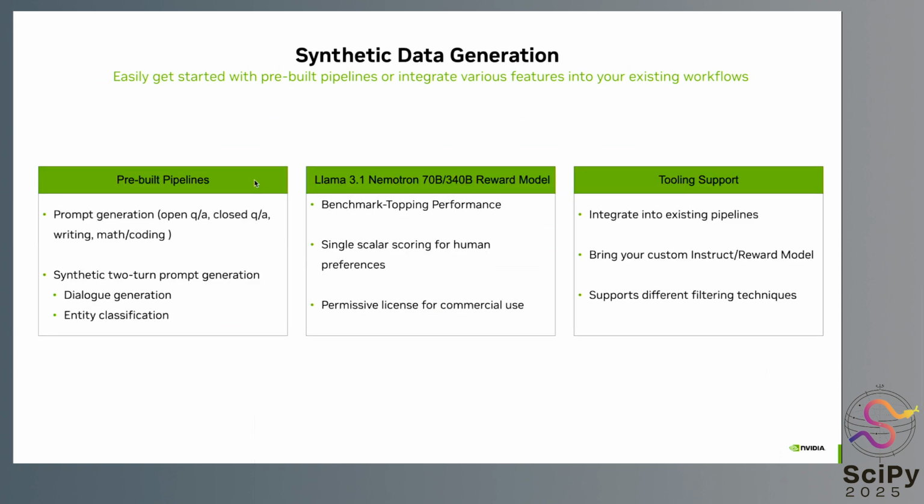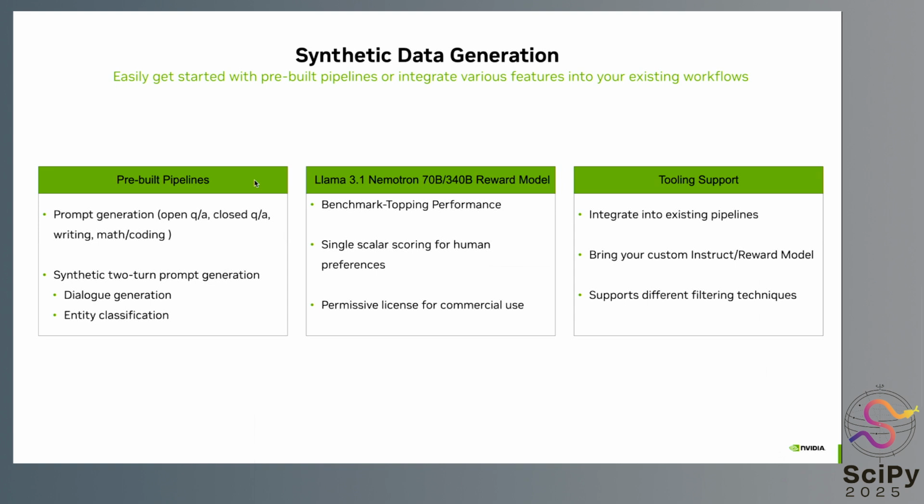We have provided some tooling support for synthetic data generation. From the prompt generation perspective, we have provided open QA, closed QA, writing, math, coding, dialogue generation, and entity classification. They are all available from the NeMo library. You can just import the functions. And the second support is the Llama 3.1 Nemotron 70B or 340B reward models. Both have benchmark-topping performance, especially the 70B reward model. Currently, it ranks the highest on the leaderboard. The 70B reward model will produce a single scalar score, as opposed to the 340B reward model, which will produce multi-dimensional scores. They are both available for commercial use.